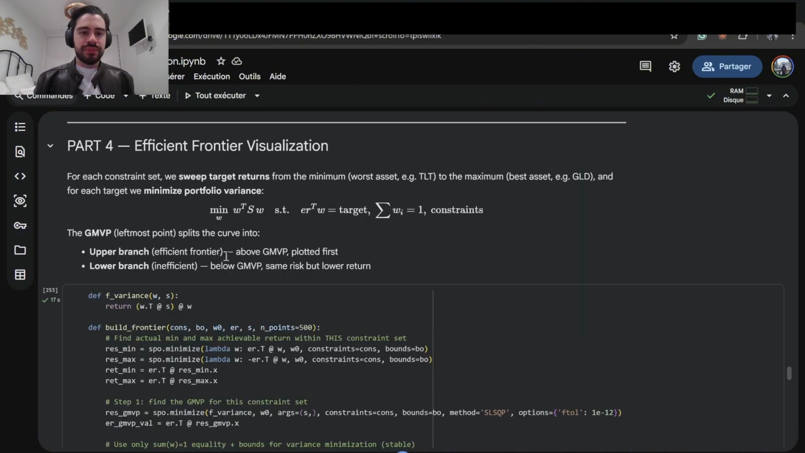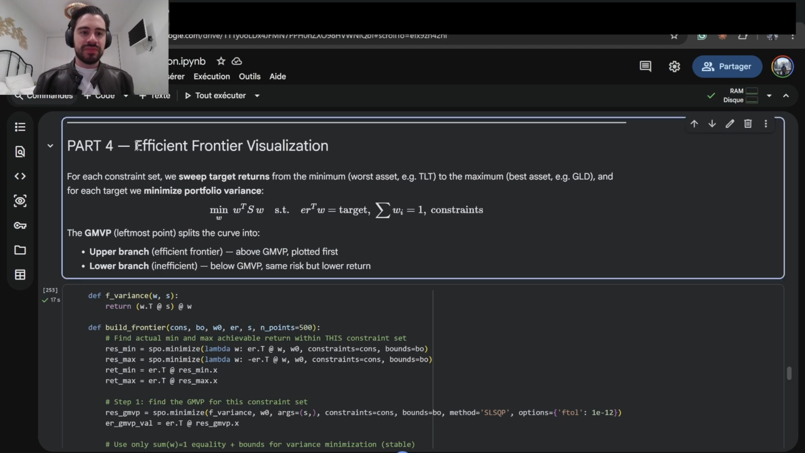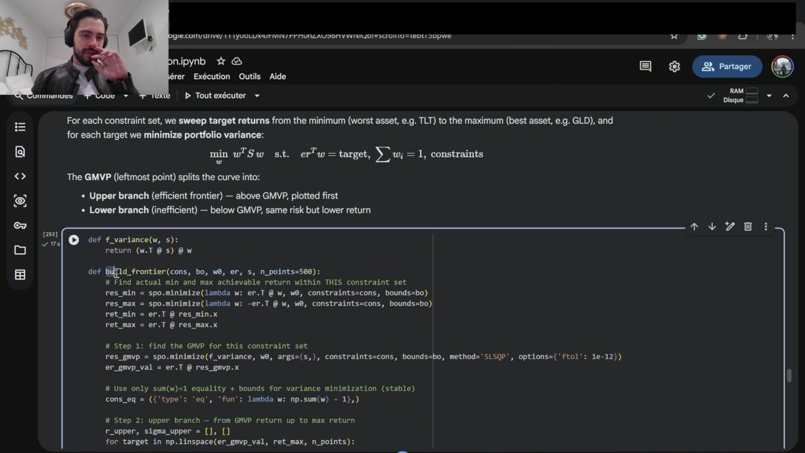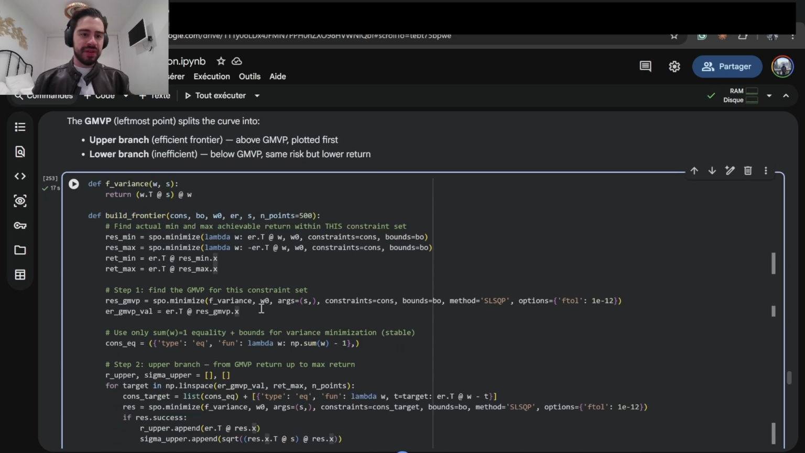Now let's go to the most complicated part of the code. I'm probably going to do a separate video to explain this in more detail because there's a lot of information about the efficient frontier. I'm going to create this function here called build frontier, and I know there's a lot of things happening at the same time. What is this? I'm creating a function to see what are the lowest and the highest return for each portfolio.